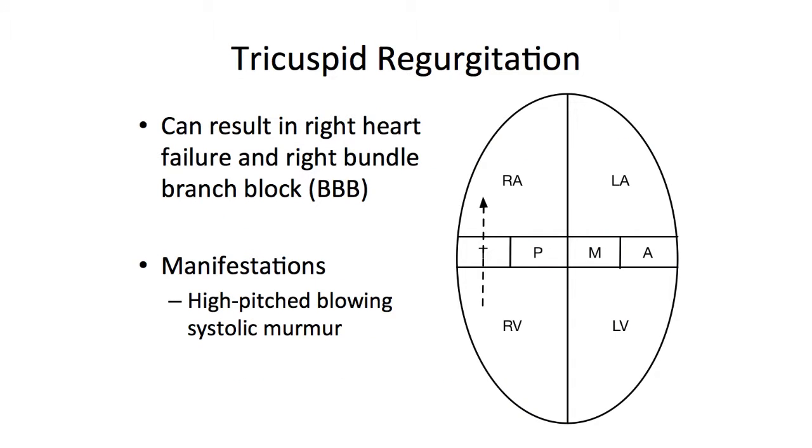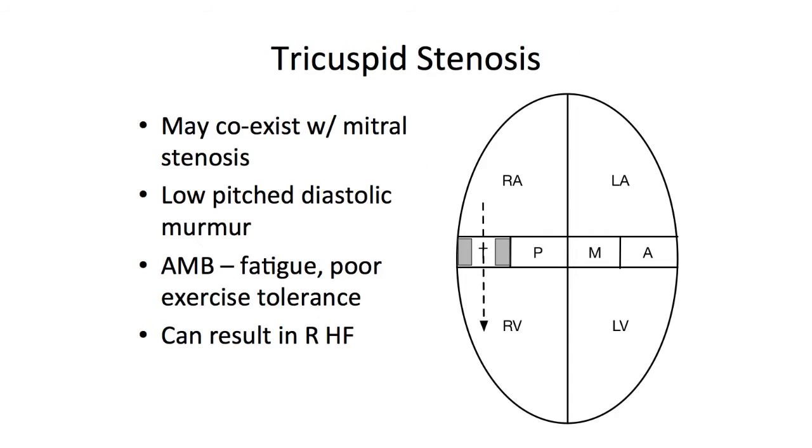I will briefly describe some key points about tricuspid and pulmonic valvulopathies, as these conditions are not quite as common or problematic. Tricuspid regurgitation can result in right heart failure as well as a right bundle branch block. It's manifested by a high-pitched blowing systolic murmur. Tricuspid stenosis may coexist with mitral stenosis and produces a low-pitched diastolic murmur. It's manifested primarily by fatigue and poor exercise tolerance, and it can, in rare cases, lead to right heart failure.